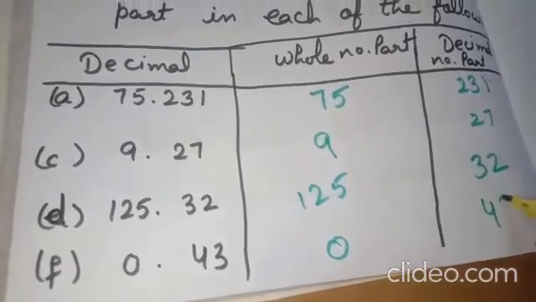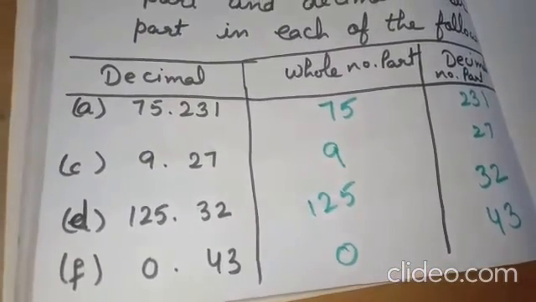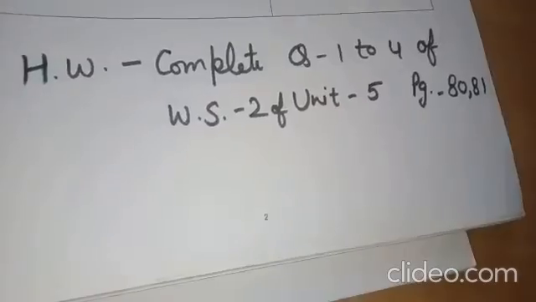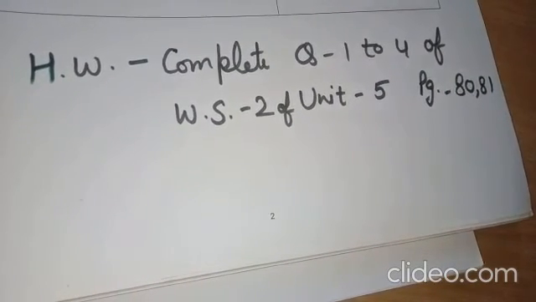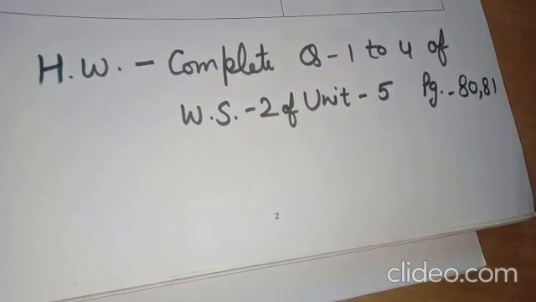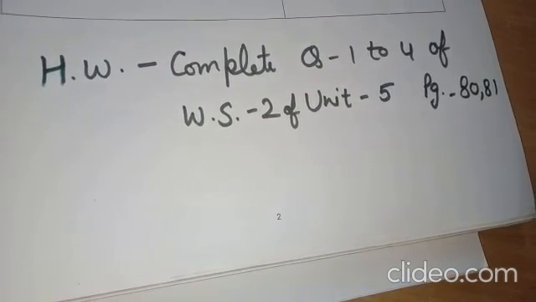The remaining questions of worksheet 2 we will discuss in the next lecture. Now your homework is to complete question numbers 1 to 4 of worksheet 2 of unit 5, which are at page numbers 80 and 81. Thank you.